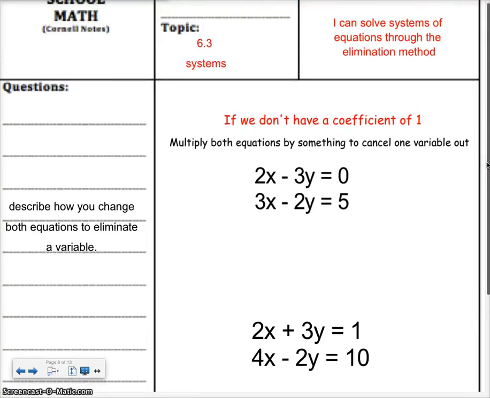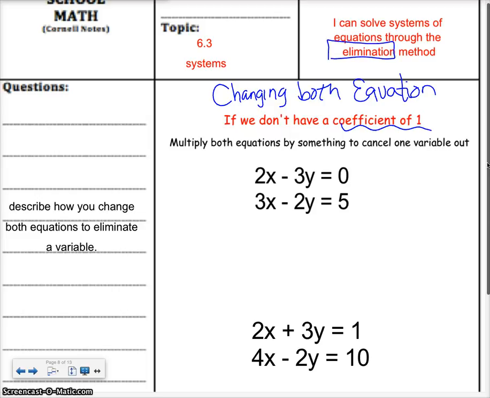Elimination. And we're going to solve when you don't have a coefficient of 1, also known as changing both equations. So maybe that's a more appropriate heading for you. Sometimes what we've done, like yesterday's lesson, we've only had to change one equation to make one variable the opposite of the other. Remember, for elimination, elimination means we want to cancel a variable out. That means we need one variable to be the opposite of the other variable.